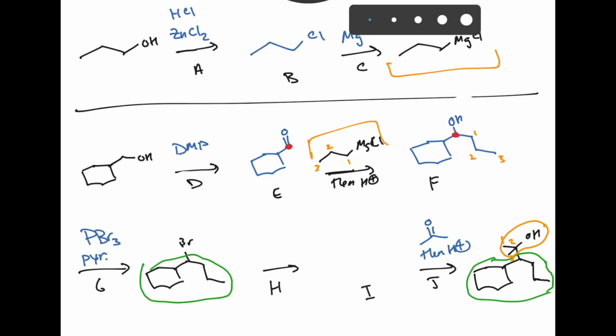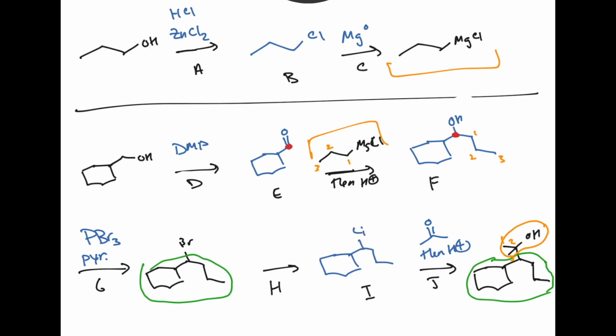You could make this a Grignard. We've already done one of those. So let's say it's a lithium. How can I turn a bromide into a lithium? It's just lithium metal. That was an easy one. Guys overthought it.